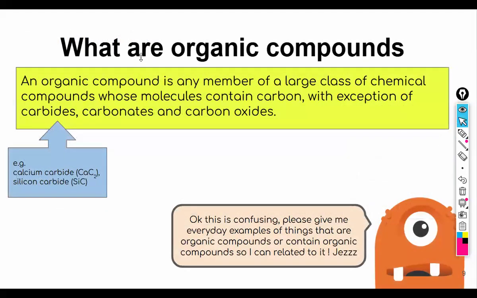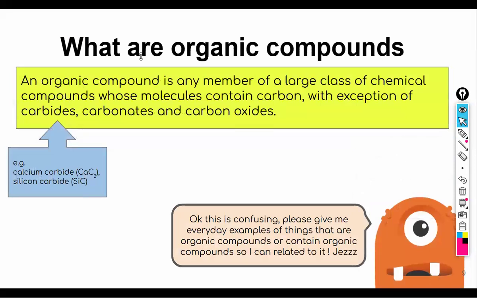So what are organic compounds, right? How do you know when you watch something or see the chemical formula of something, whether it's an organic compound or not an organic compound? And I need you to memorize this little definition or explanation for the CXC exam. An organic compound is any member of a large class of chemical compounds. That just means there's a lot of different types of organic compounds whose molecules contain carbon.